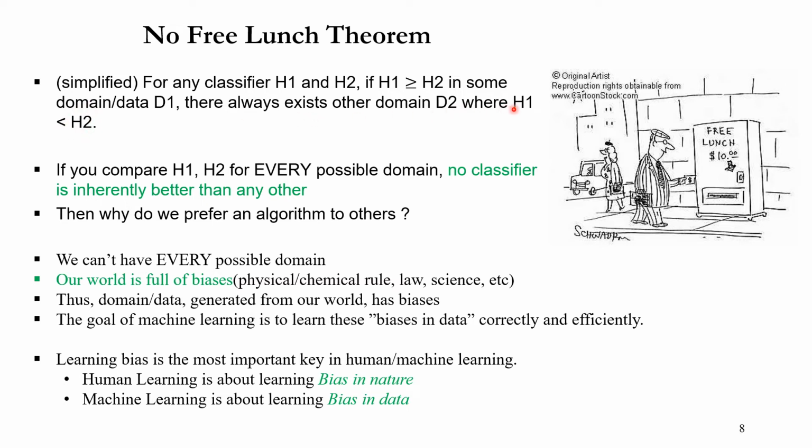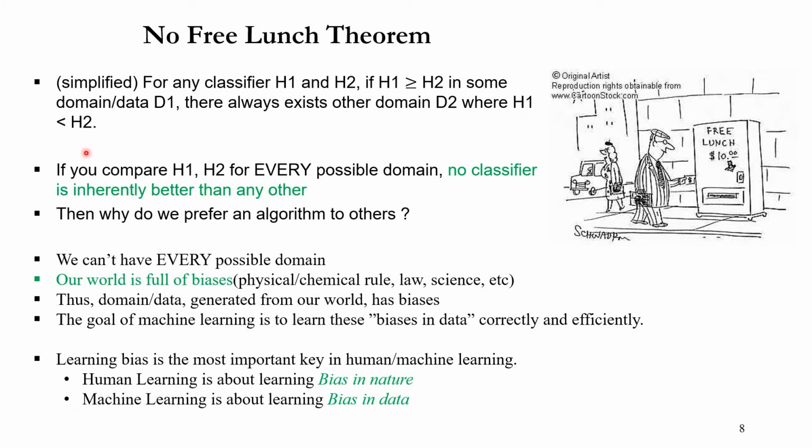So it goes like this. For classifiers H1 and H2, H1 is better than H2 in some data D1. But for other data D2, in D2 actually H2 is better than H1. And there always exists such data D2. That is the no free lunch theorem.